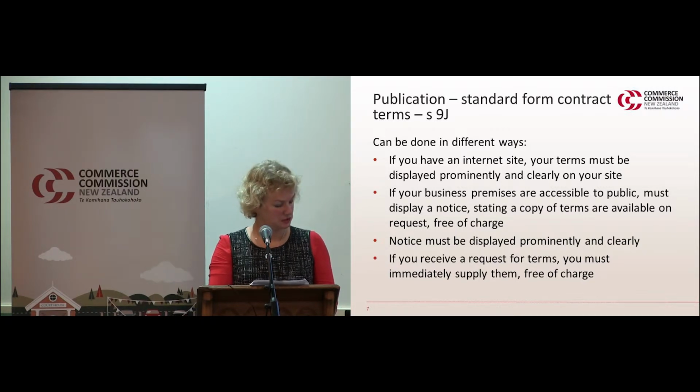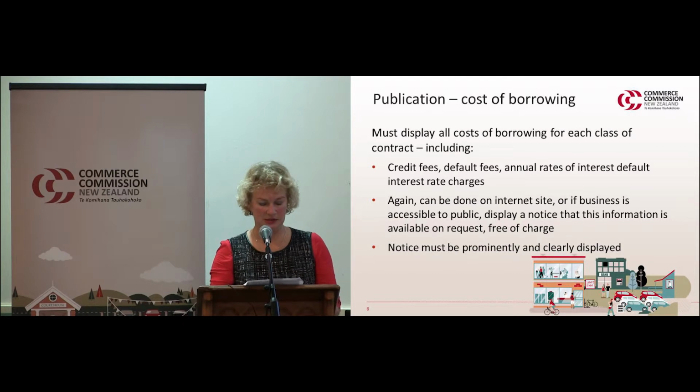Now this can be done in several different ways. If you have an internet site, then you have to display your terms prominently and clearly on your website. Also, if your business premises are accessible to the public, you must display a notice, which is prominent and clear, that states that a copy of the terms is available on request free of charge. Then, of course, if you receive such a request, you must immediately supply that information free of charge. The second new responsibility is that you must publicise the cost of borrowing.